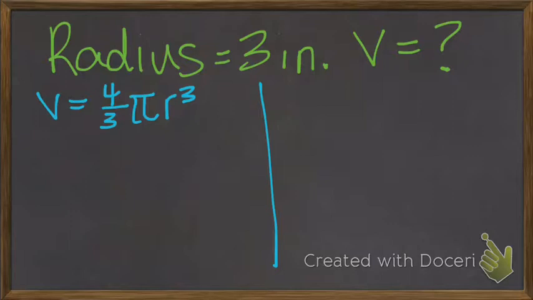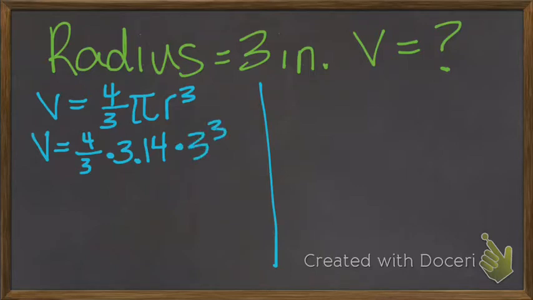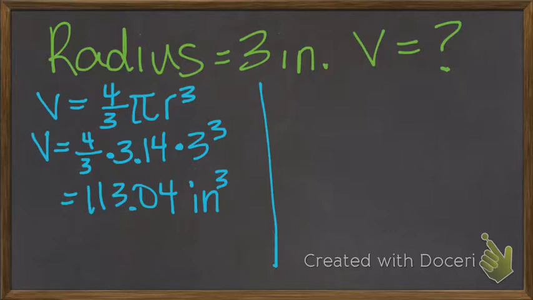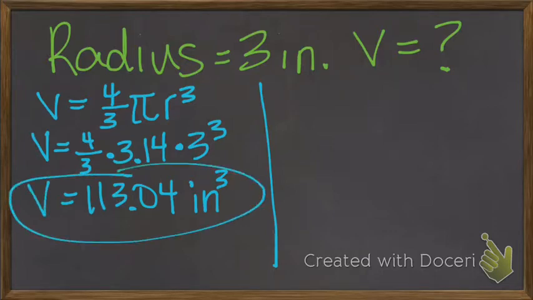We've got 4/3, ABC it in your calculator, times pi, which is approximately 3.14, times our radius, which is 3 to the third. When you put that into your calculator, you end up getting 113.04. Our unit is inches, and it's volume, 3 dimensions, so it's to the third power. So that is your volume.